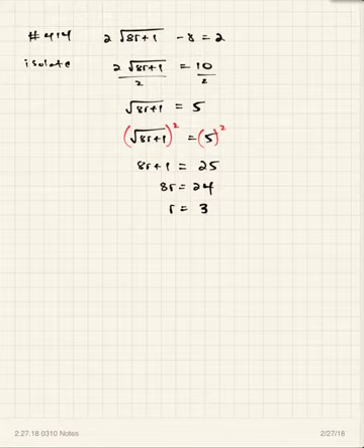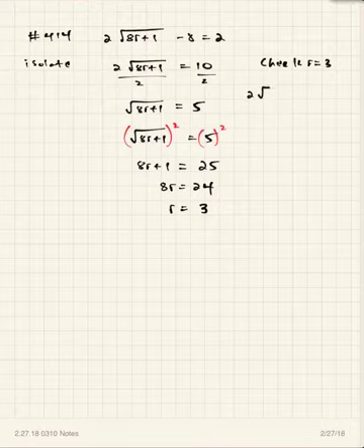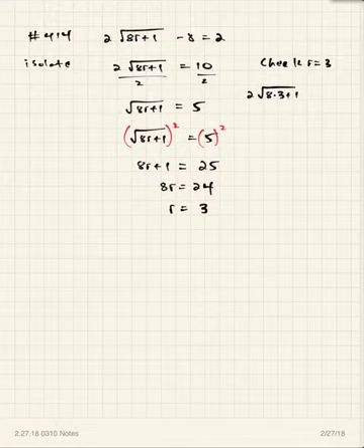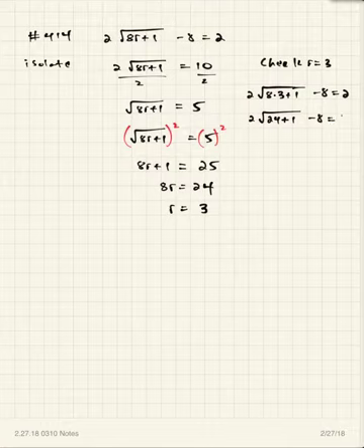All right, and so what do we need to do? We need to check r equals 3. Is that possibly an extraneous solution? So every place I see an r in the equation, I substitute 3. It's only one place. So you have 2 times the square root of 24 plus 1, minus 8, is supposed to equal 2.